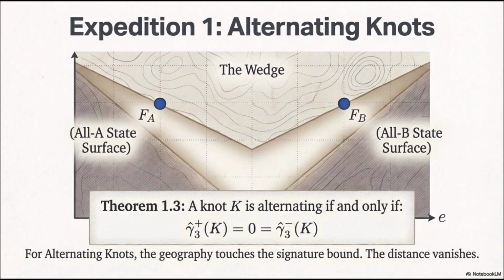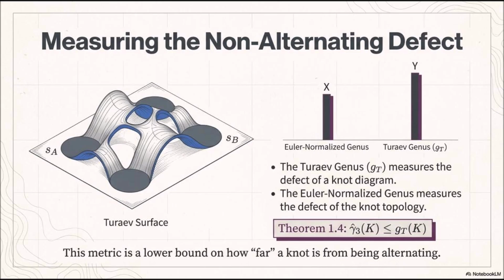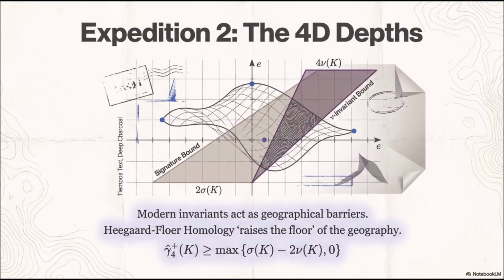Subsection 2.4, essential surfaces. Right. Now we leave the nice, tidy world of alternating and torus knots and enter the wild. This is for general knots. They define incompressible and partially incompressible, boundary incompressible surfaces. What does that mean in simple terms?